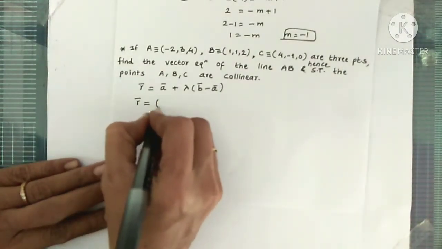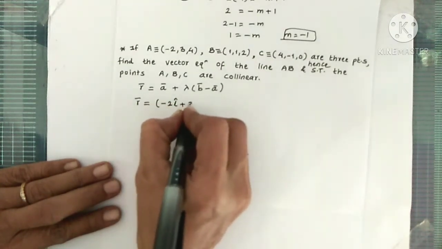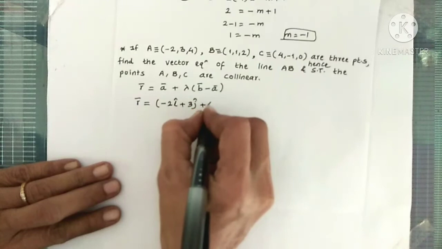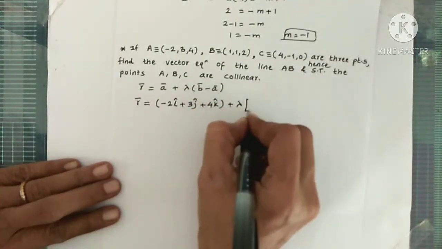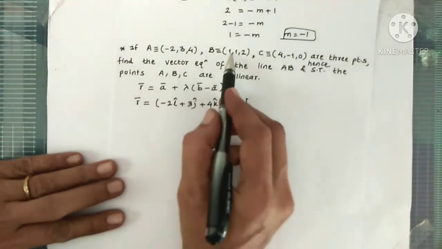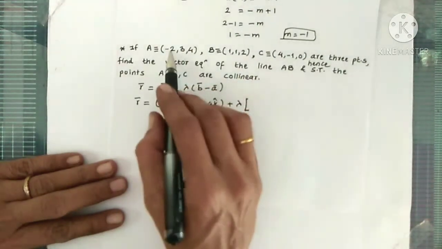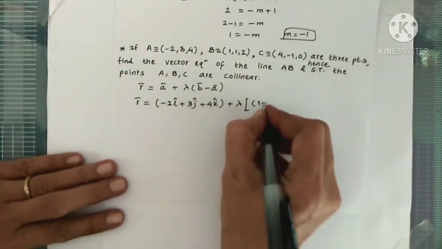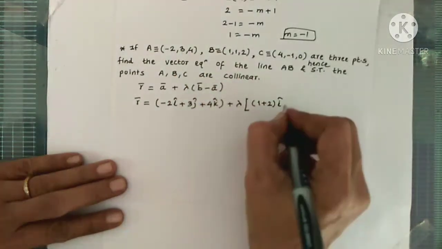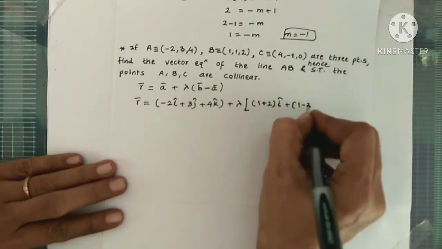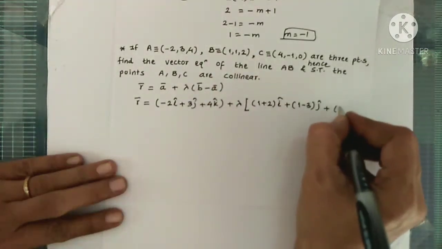So r bar is equal to a bar first, which is minus 2 i cap plus 3 j cap plus 4 k cap. So this is a bar. Lambda into b bar minus a bar. B is 1, 1, 2. A is minus 2, 3, 4. So b bar minus a bar is 1 minus minus 2, so 1 plus 2 i cap. Then we have 1 minus 3 j cap, and the term in k cap is 2 minus 4 k cap.